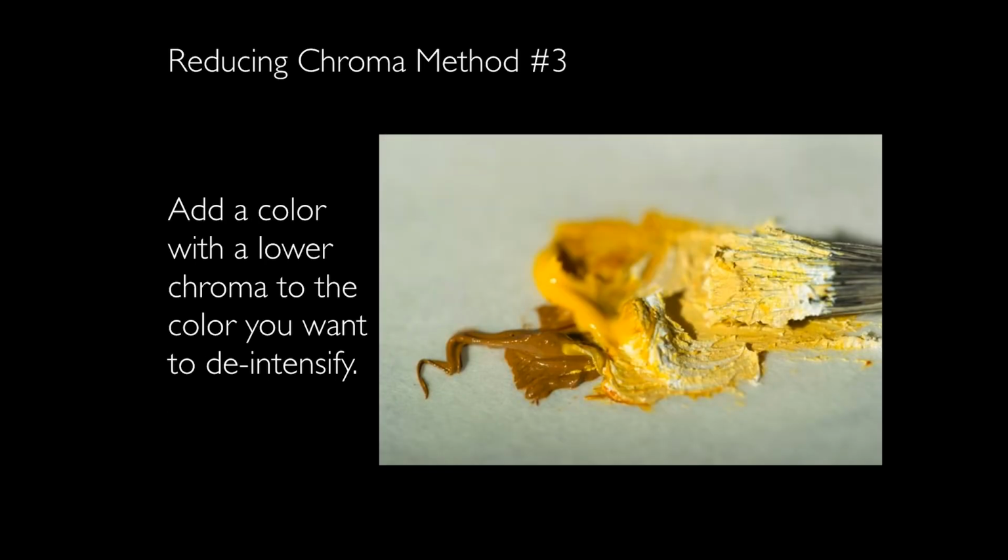And the third and final way to reduce the chroma or intensity of a color is if you have multiple tubes of something in the same hue family. So you see on the screen here a really bright cadmium yellow, and then off to the left sort of a duller yellow. You can add a little bit of dull yellow into a brighter yellow and just de-intensify it a little bit.